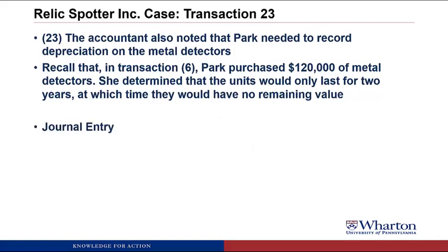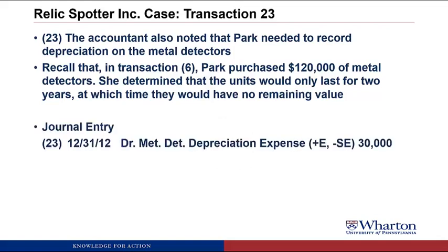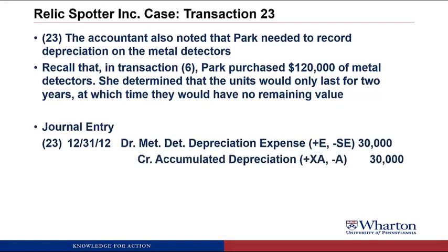The journal entry has the same format as the last transaction. We debit metal detector depreciation expense to create the expense, and we credit accumulated depreciation to increase the contra asset where we store up depreciation over time.